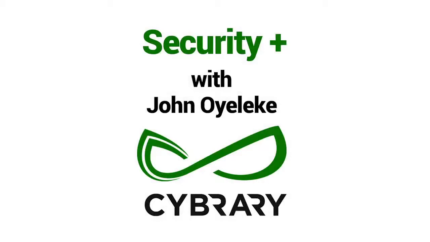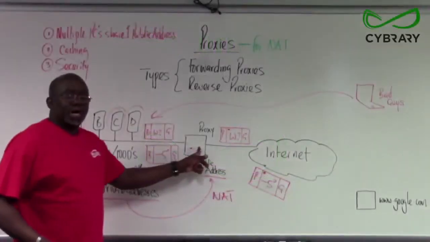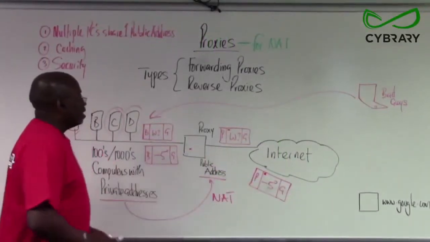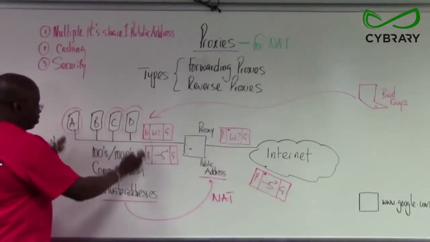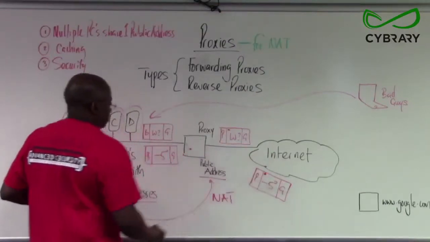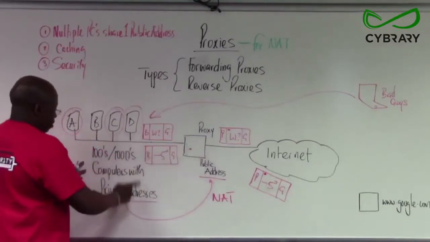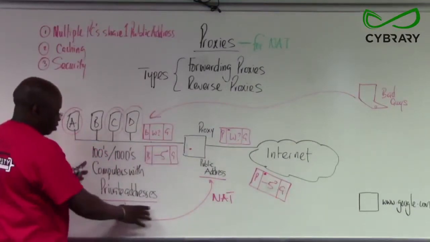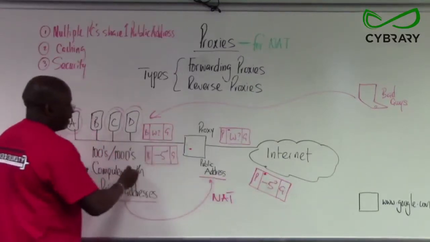We can use proxies to implement network address translation. On our networks, we could have a proxy server implementing network address translation. Here, what we have is computers on our network with private addresses. They cannot communicate across the internet. So we implement a proxy to allow the conversion of private addresses to a public address in this fashion.